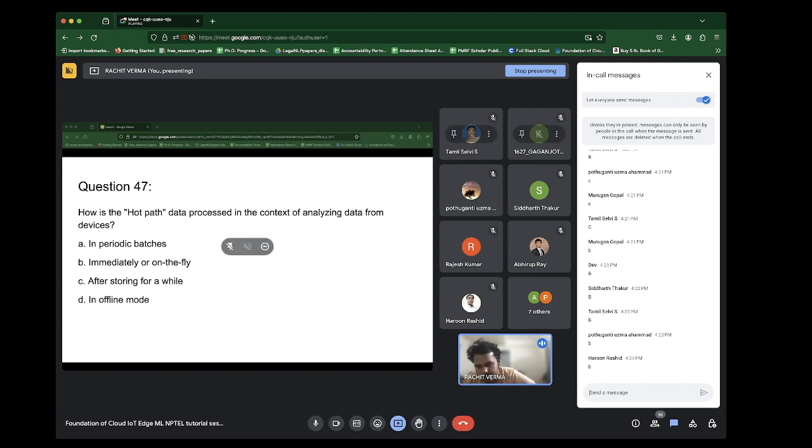And the option is not D, because if you are offline, then you won't be able to connect to the cloud. Then the hot path is not relevant anymore. Okay, after storing, we have already explained that.